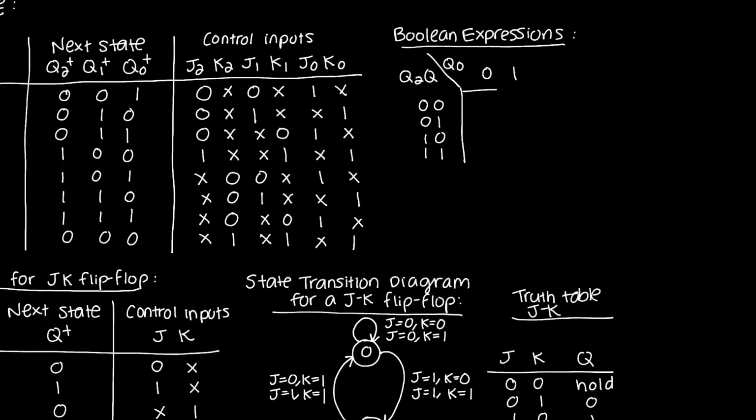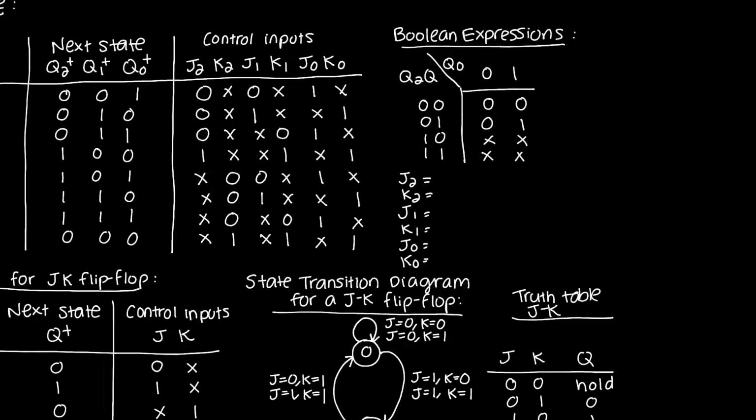K-map down. And now I'll do the K-map for J2. But I'm going to need all of these. So I'll just write them out now. So let's fill out J2. I have 0, 0, 0, 1, and then X, X, X, X.